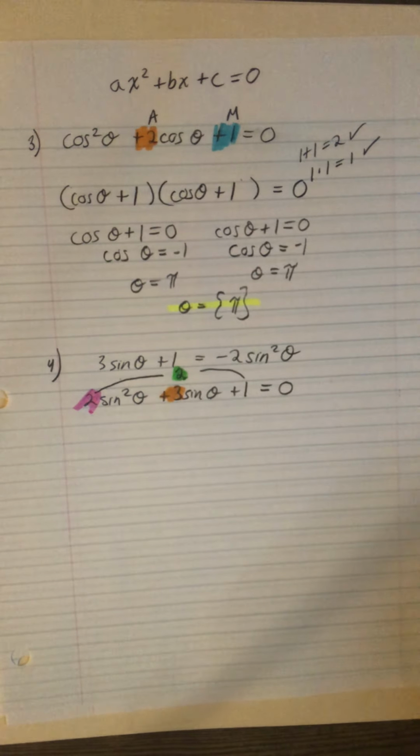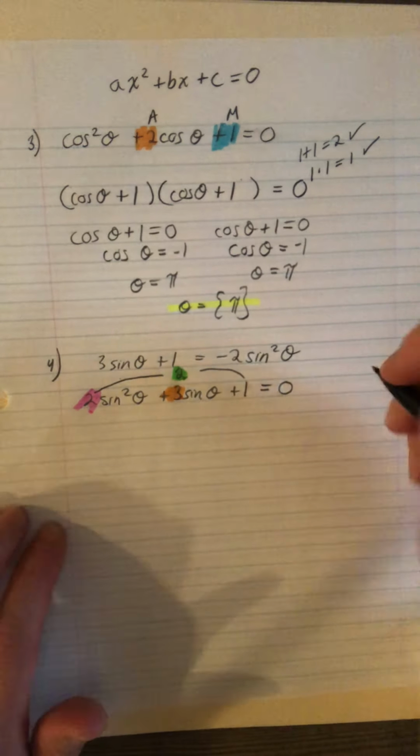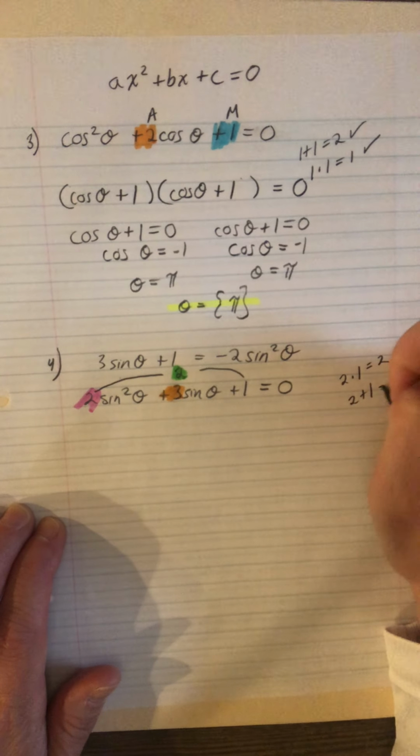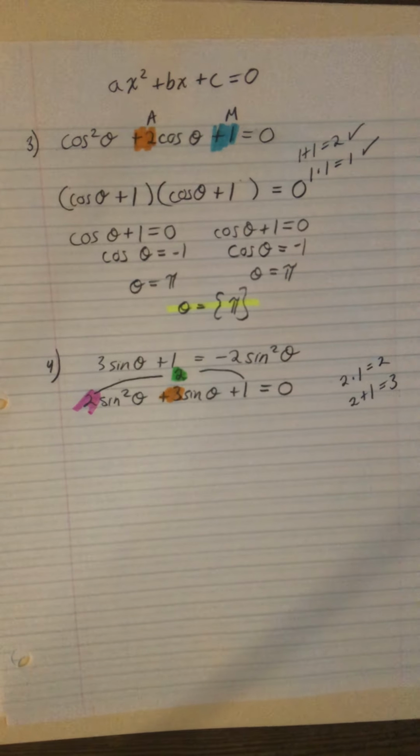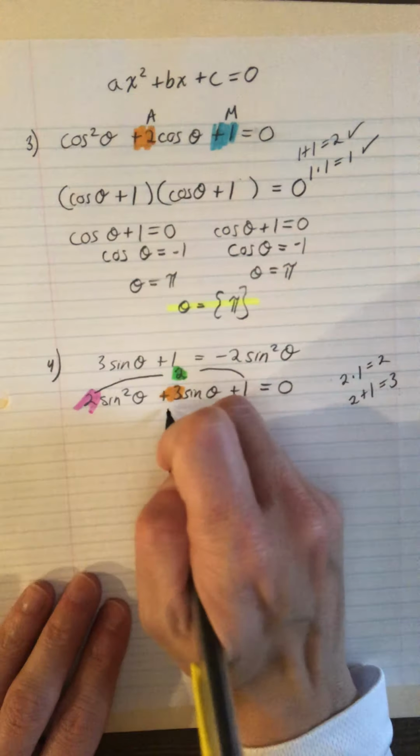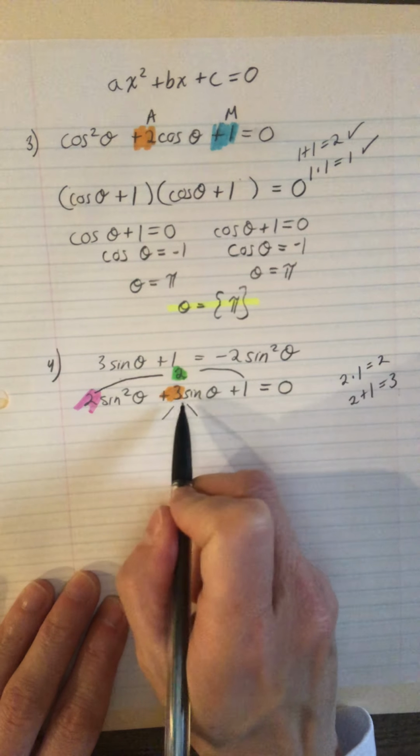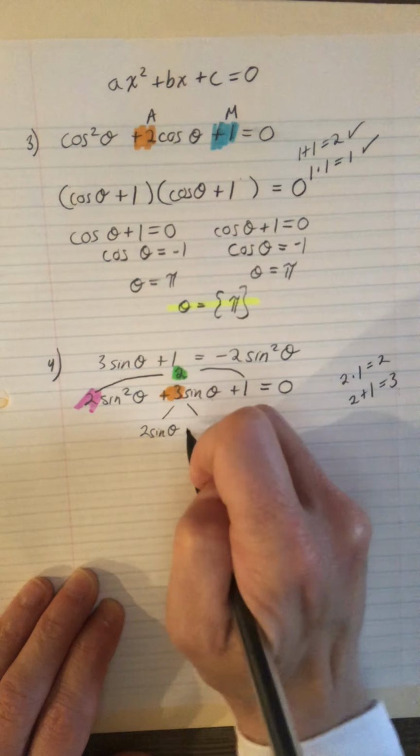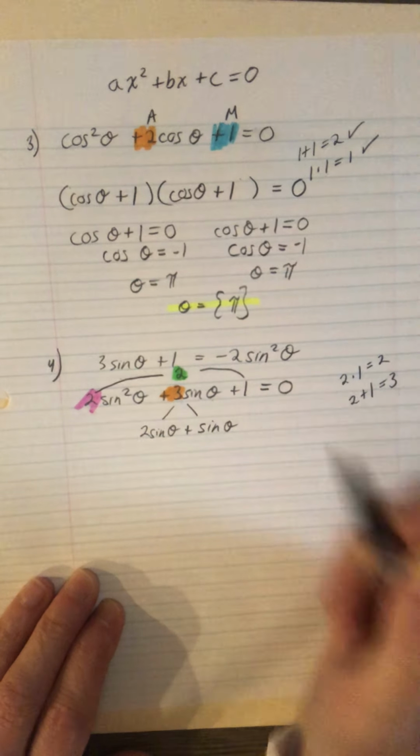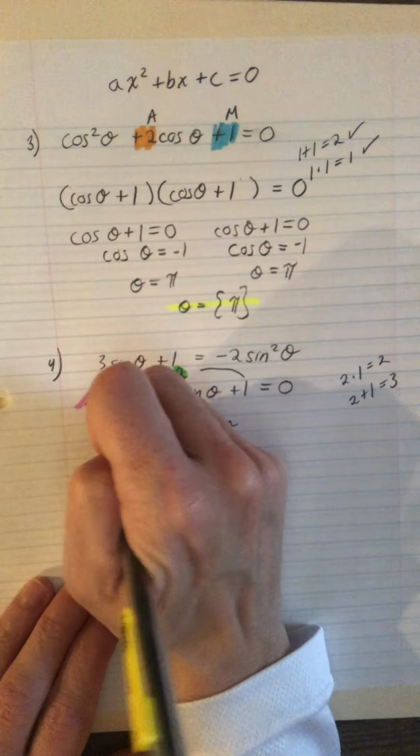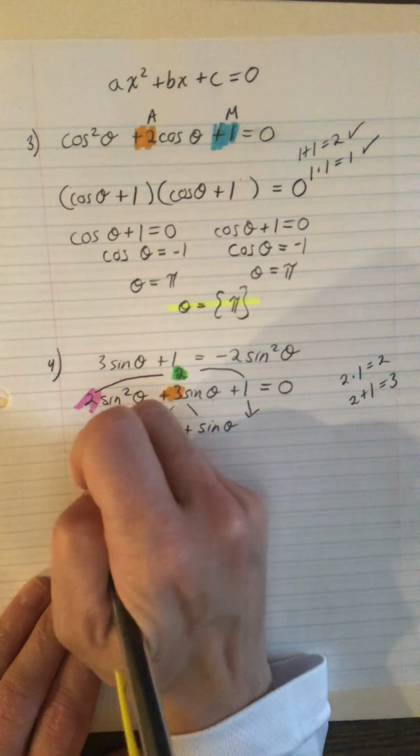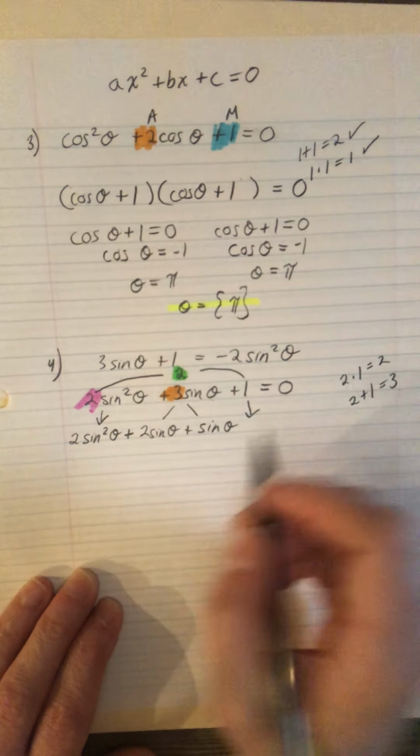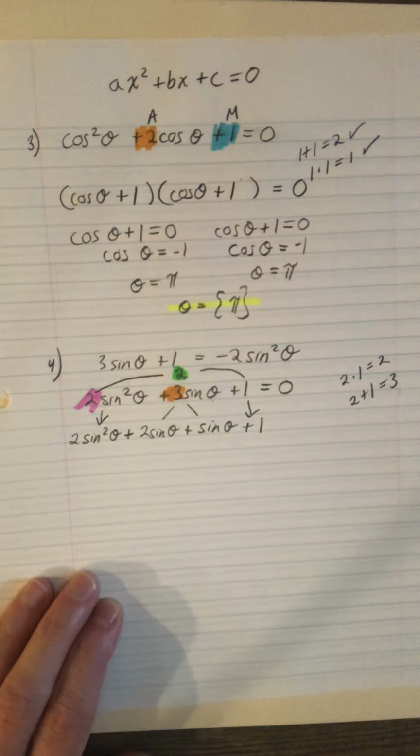And what are our values? What adds to 3 and multiplies to 2? We know it's 2 times 1 is 2. 2 plus 1 is equivalent to 3. The only difference is because a is not equivalent to 1, how we have to factor this is we break this 3 sine theta up into 2 sine theta plus 1 sine theta. And then we bring down our first and our last terms. 2 sine squared theta plus 2 sine theta, and I got a plus 1 at the end.